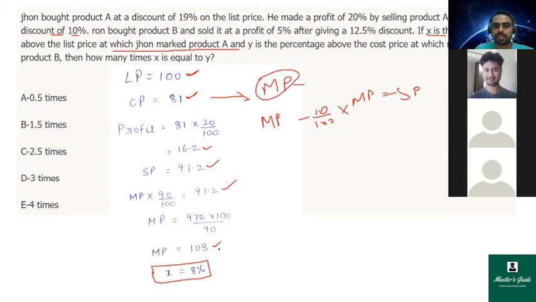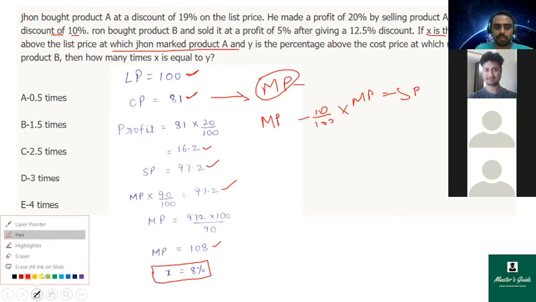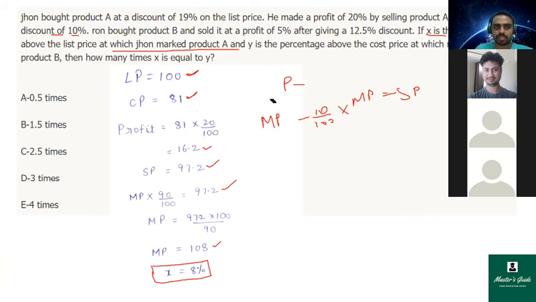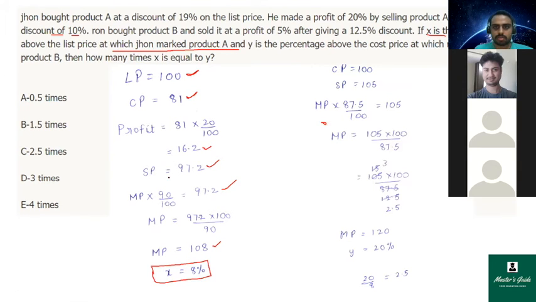So I am just keeping it aside. Now I'm moving to the second part of the question, which is talking about my product B. Here we don't have anything like discount or anything like that. It's directly talking about he just directly bought a product.